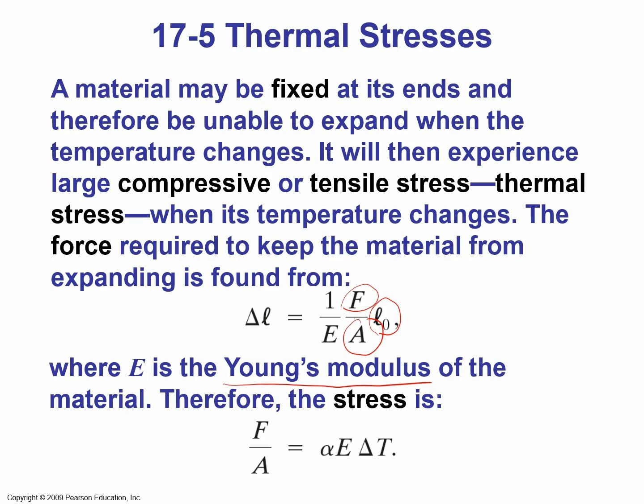And from the previous section, 17.4, we know that delta L is equal to alpha L naught delta T. So if you plug in these numbers, F over A, which is the stress, can be written as alpha times E, Young's modulus, times delta T, the change in temperature.